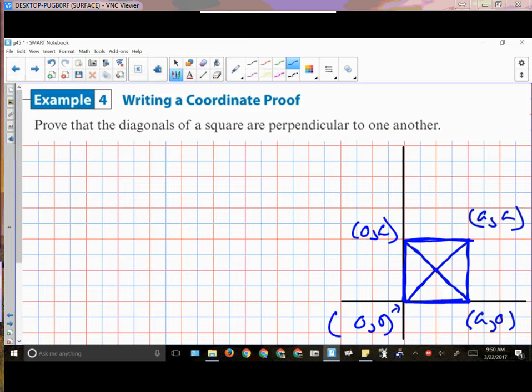Now, I want to go and demonstrate that these are going to be perpendicular. What would I have to know about the diagonals? And I want somebody to provide me with that information. What is it that I need to know?